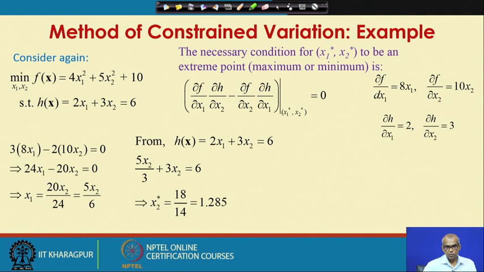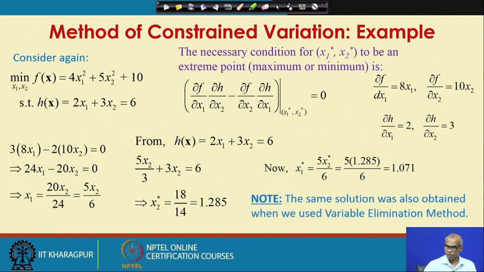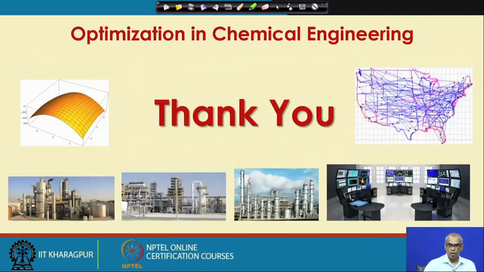So, now I can make use of the equality constraint 2x1 plus 3x2 equal to 6 and replace x1 equal to 5x2 by 6. So, I get x2 star equal to 1.285. You remember, we also mentioned that you will get x2 star equal to 1.285 if you use the method of variable elimination. Once you have got x2 star, x1 star can be found out by 5x2 by 6, which is 1.071. If you apply the variable elimination method, you will get the same answer. So, with this we will stop lecture 16.